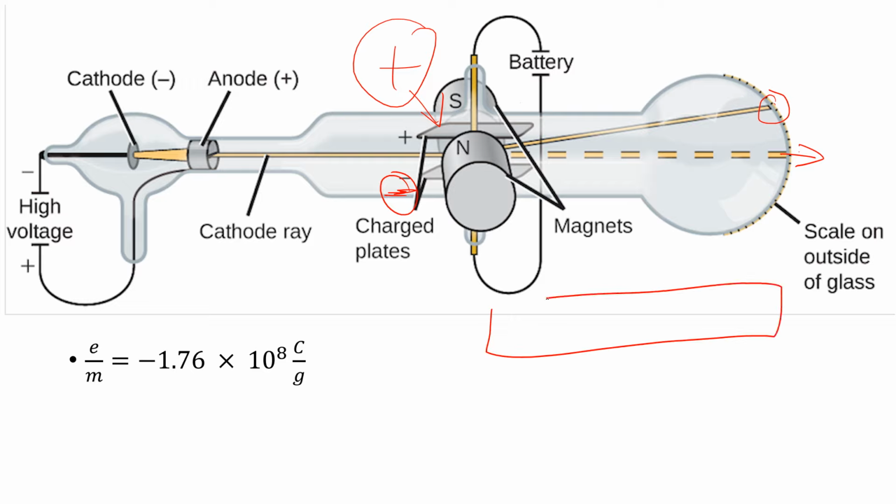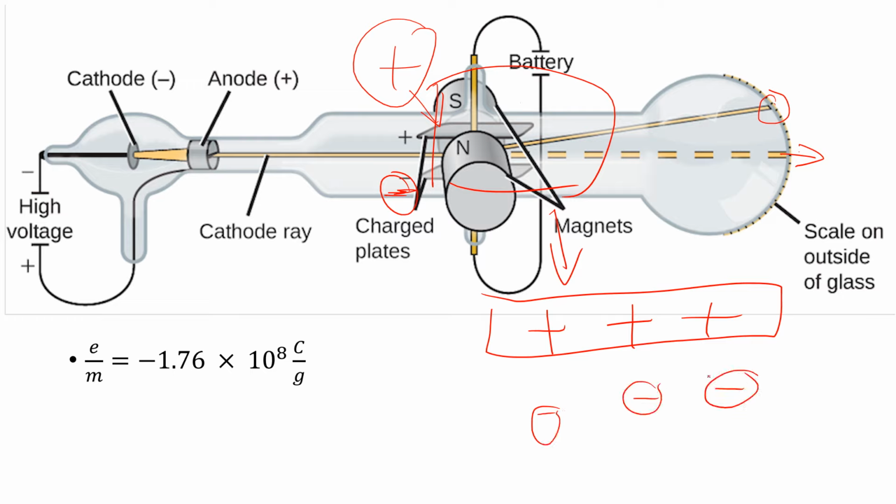Let me draw a close-up picture of this. This is the positive plate, and he believed there was some sort of negative particle inside the atom that was attracted to the positive plate and was causing it to be deflected off course, right? And from that, he deduced the charge to mass ratio of this particle, which was negative 1.76 times 10 to the 8 coulombs per gram.